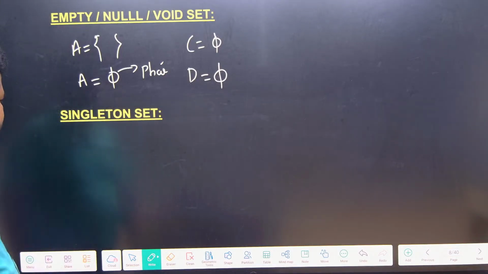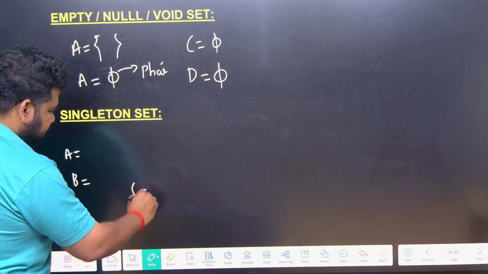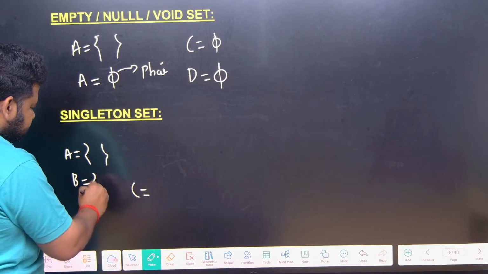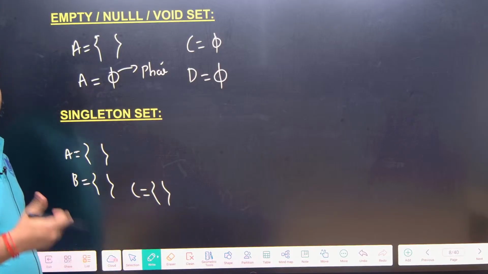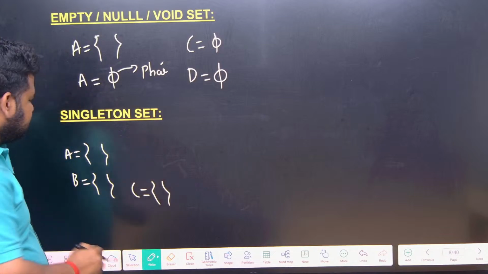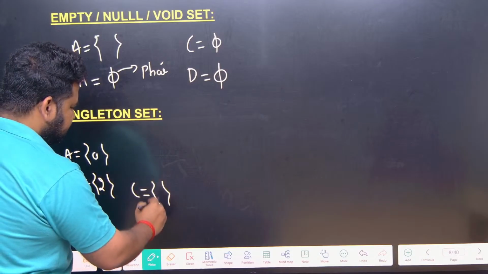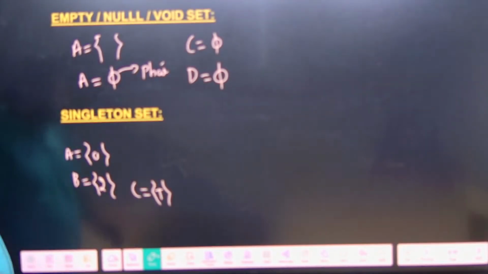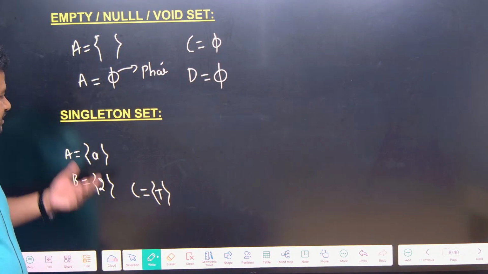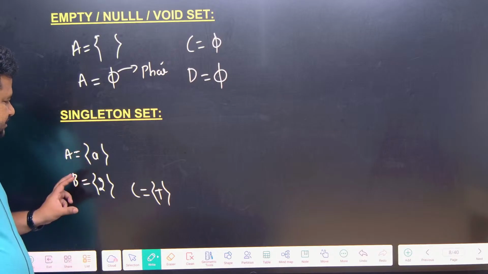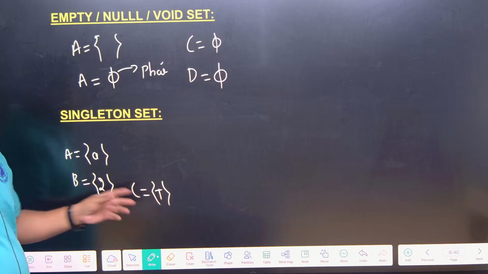What is this? Very simple. In a singleton set, if I write it like this, you have only one element. That is called a singleton set. Suppose I write A here, let this be 2, let this be some random T. A singleton set can be any set which has only one element. A is equal to {a}, B is equal to {2}, C is equal to {T}. This is a singleton set.